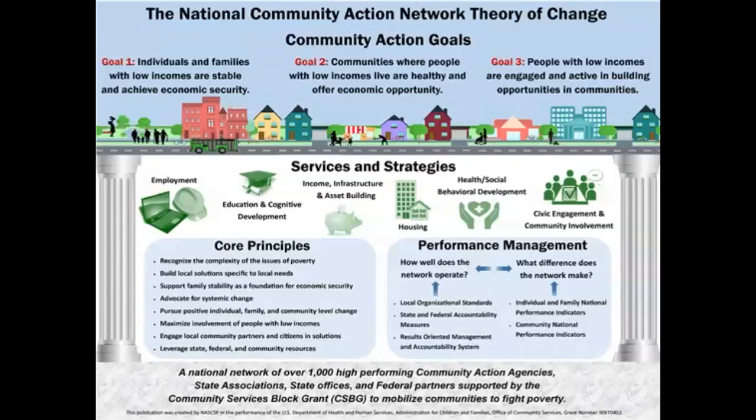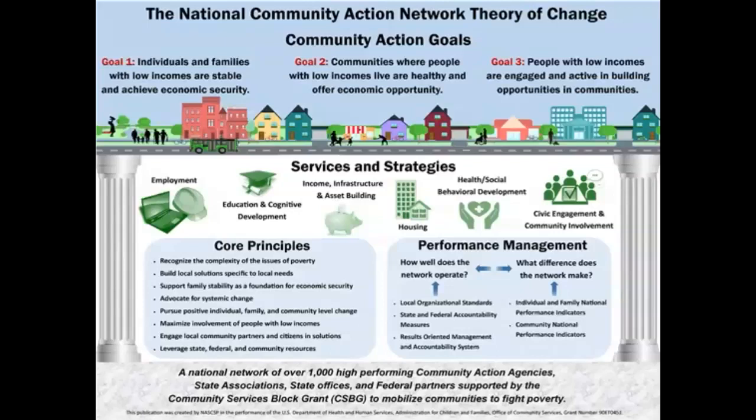But we're all working toward these three national goals: that individuals and families with low incomes are stable and achieve economic security, that communities where people with low incomes live are healthy and offer economic opportunity, and third, that people with low incomes are engaged and active in building opportunities in their communities. You'll see that language is critical. People with low incomes. I trip over the language myself sometimes. It's not low-income people. People are people.